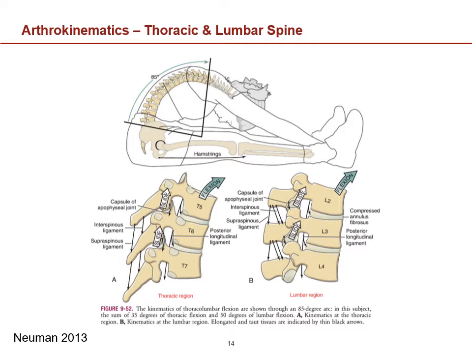But the models will be the same for both. Starting with the thoracic region, you can see as I flex, there's going to be superior and anterior gliding of the superior facet of the vertebra on the inferior facet of the adjacent vertebra.